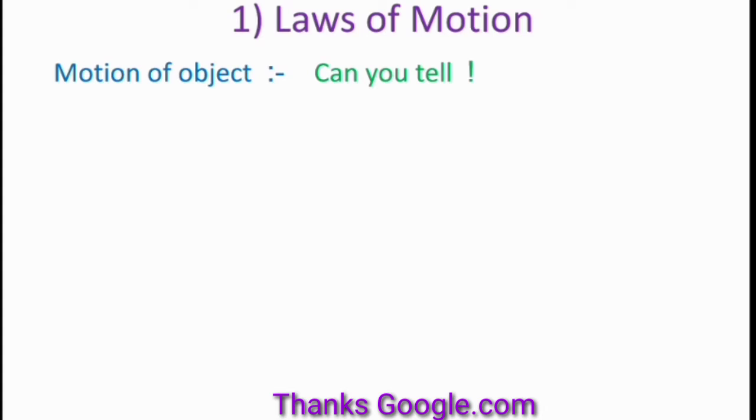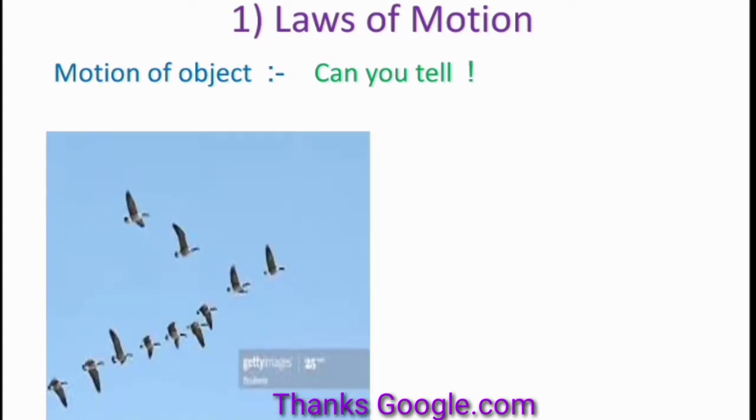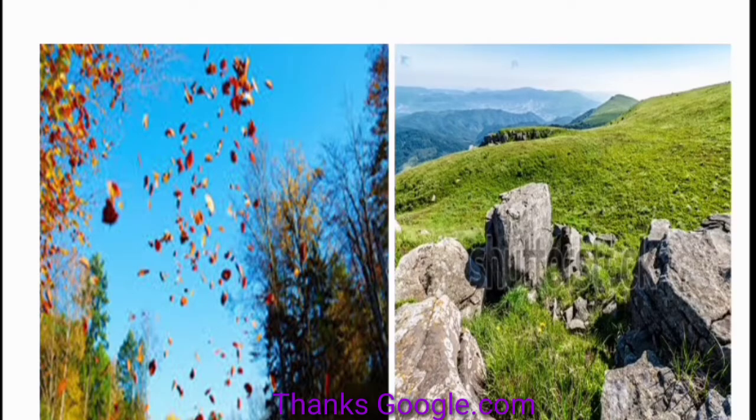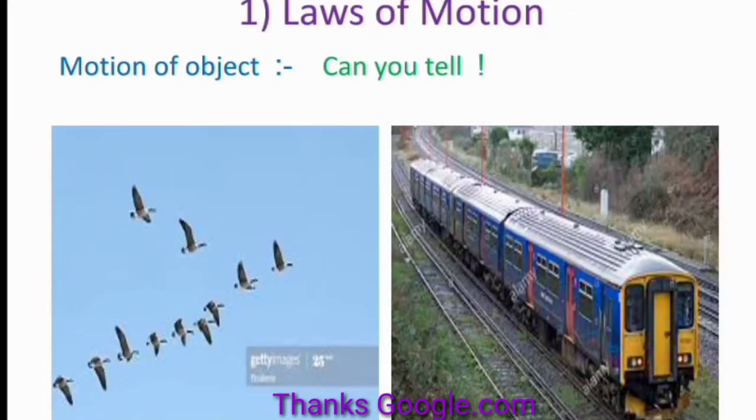Motion of an object. Can you tell? In which of the following examples can you sense motion? How will you explain the presence and absence of motion? First example, the flight of a bird. Second, a stationary train. Third, leaves flying through the air. And fourth, a stone lying on a hill.